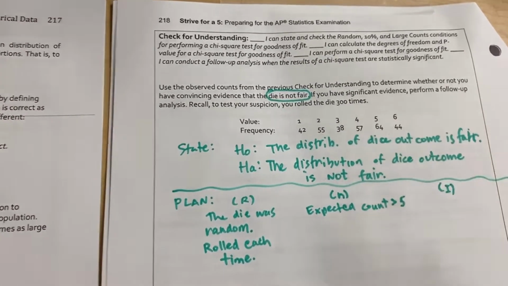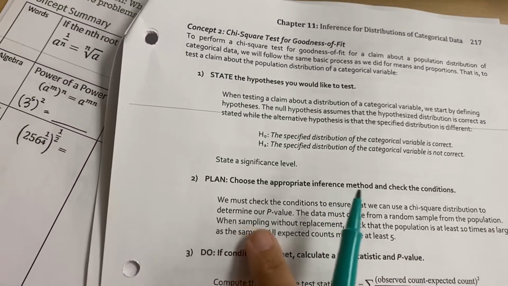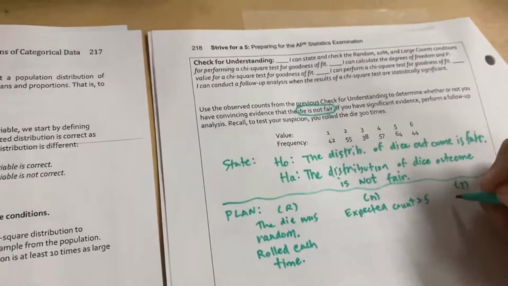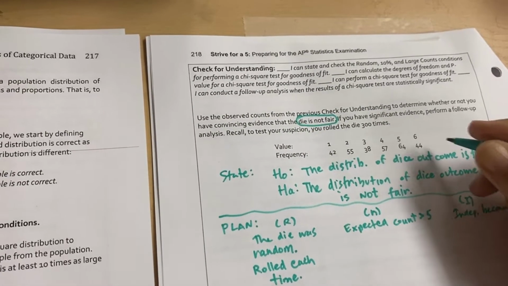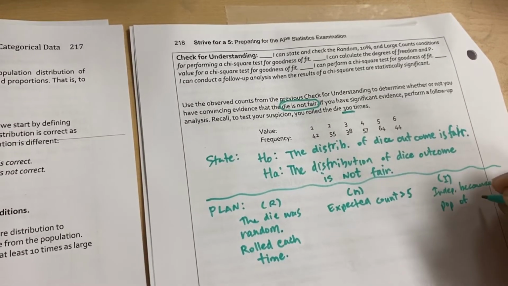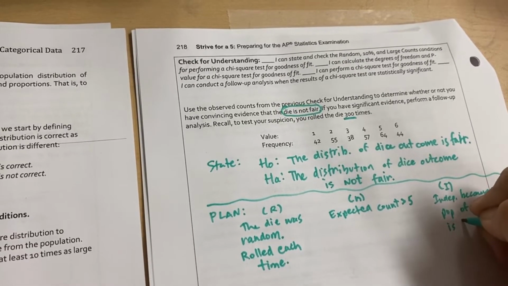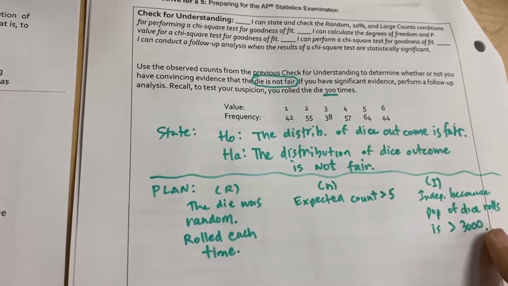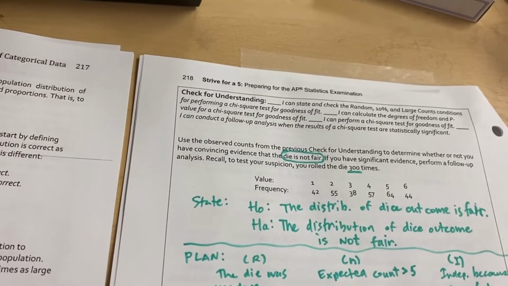And this is actually in our notes. So it's saying the data must come from a random sample of the population. When sampling without replacement, check that the population is at least as large as 10 times the sample. So we have independence because it's safe to assume that we could roll the dice 300 times. Our population of dice rolls is greater than 3,000. Now, this doesn't really make sense, right? But I can write it and you won't get counted off for writing it.